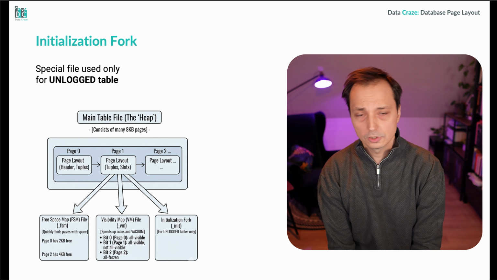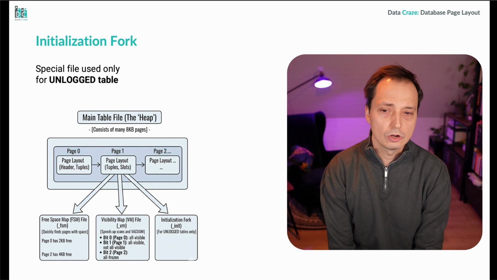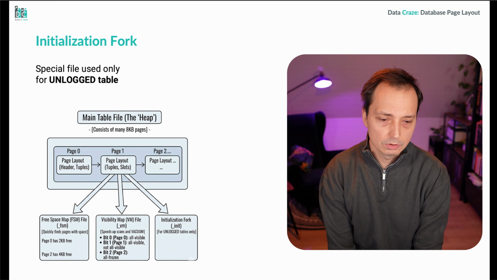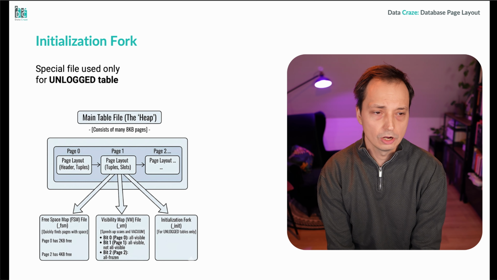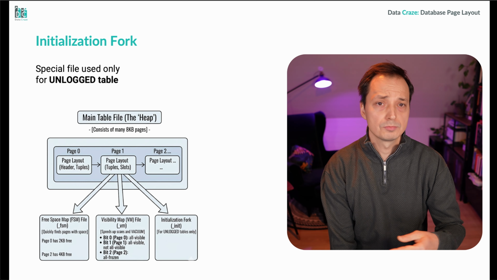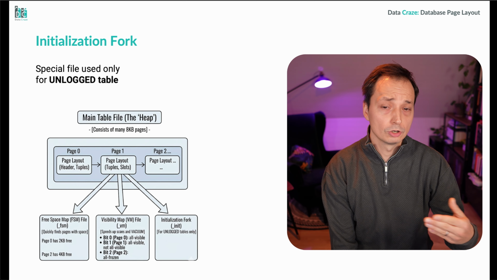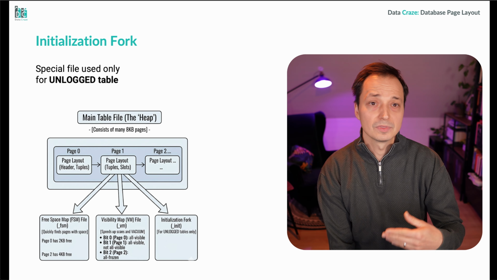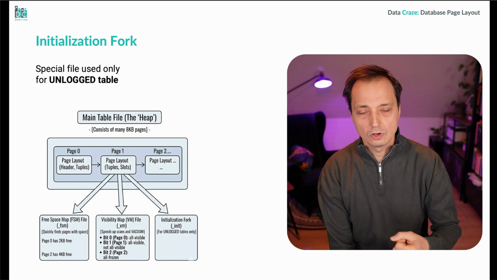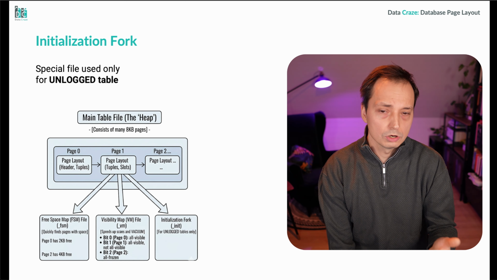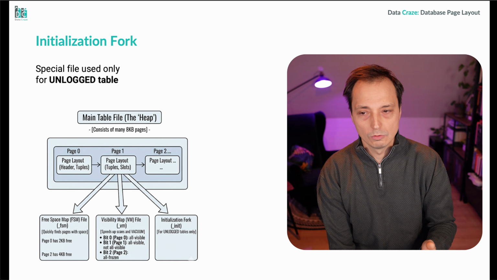And for those of you that don't know what an unlogged table is, it's basically a table where we are not adding information to the WAL, the write-ahead log. So we are not adding information about each and every single insert, update, or delete operation on a table. That's why operations on that table are faster than operations on default WAL-enabled tables, because we don't need to persist that information into the WAL.